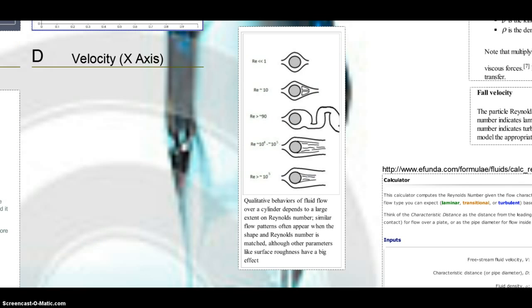Low Reynolds numbers generally occur in laminar flow behavior. High Reynolds numbers occur in turbulent behavior, as shown in this picture.